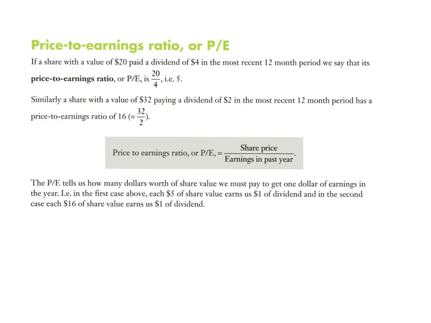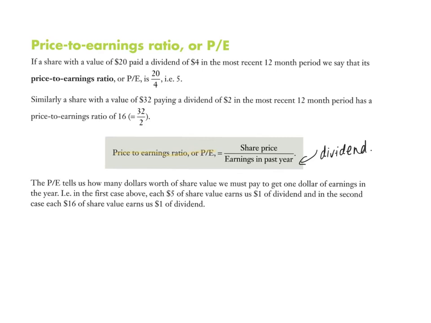So the price to earnings ratio is showing you how many dollars worth of share value you have to pay out to get $1 of earnings in the year. So basically you have this formula. Now this is on your formula sheet and it's an e-activity as well. Basically, to calculate the price to earnings ratio, you literally take the share price and divide it by the earnings in the past year. By earnings, we're talking about the dividend.